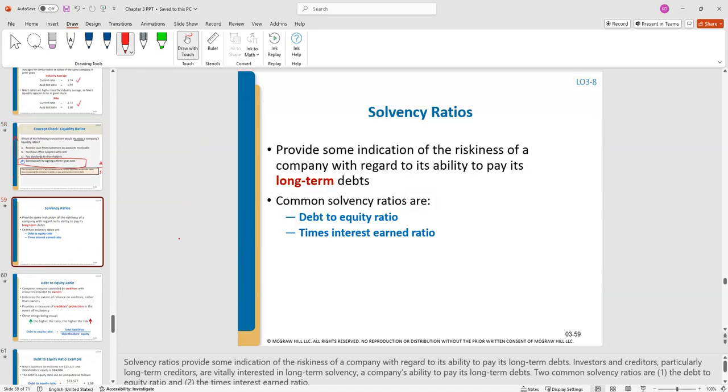Okay, so those were our short-term ratios, our liquidity ratios. Can I pay my bills the next month? We had the current ratio, the quick ratio, acid test ratio, and working capital, looking at different things. Solvency ratios are more long-term, right? We have the debt to equity ratio and the times interest earned ratio. Are we going to be good over the next 5 years or 10 years with our debt?